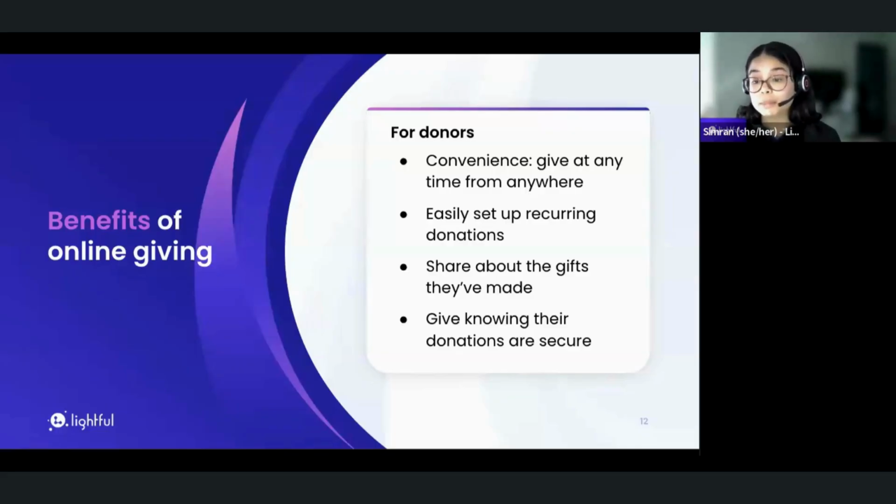Second, donors can set up recurring gifts with just a few clicks. This means they don't have to remember to give each month. The process is automatic and it allows them to stay connected to the cause in a consistent way. Another benefit is that many platforms make it simple for donors to share their giving. They can let friends and family know about the causes they support, which often encourages others to get involved too. And then finally, donors can give with confidence. Online giving platforms are designed to be secure, so they know that their financial information is protected and their contributions are safe.